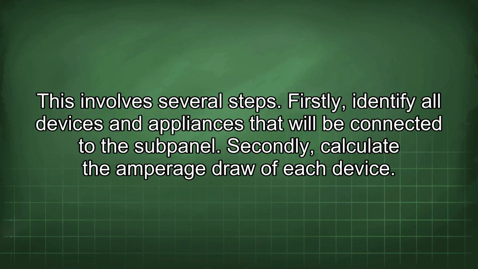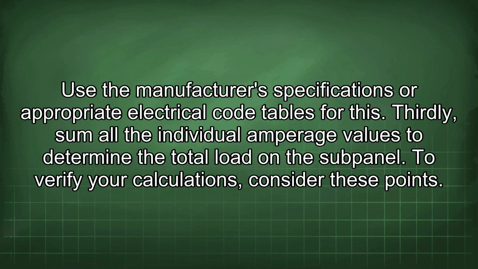This involves several steps. Firstly, identify all devices and appliances that will be connected to the subpanel. Secondly, calculate the amperage draw of each device. Use the manufacturer's specifications or appropriate electrical code tables for this. Thirdly, sum all the individual amperage values to determine the total load in the subpanel.